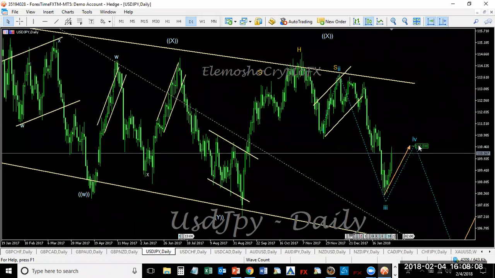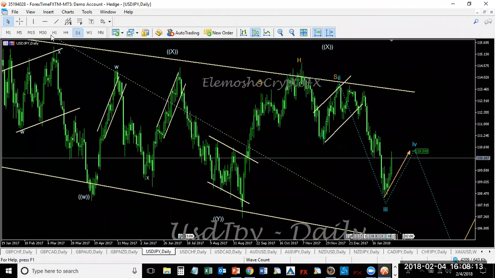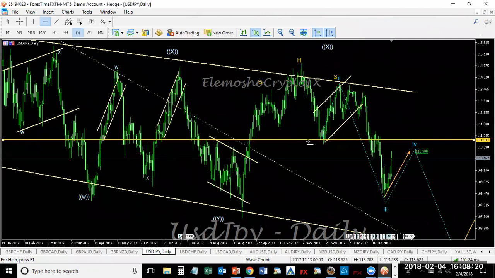Now, we don't know if this is the end of wave 4, but what we know about the rule is very simple: wave 4 should not overlap wave 1. And if this is the end of wave 1, then we expect that the maximum that wave 4 should get to should be around here, which is 111.014. So there can still be some up movement when market opens tomorrow. Price might still get further to this area before eventually going for the 5th move.